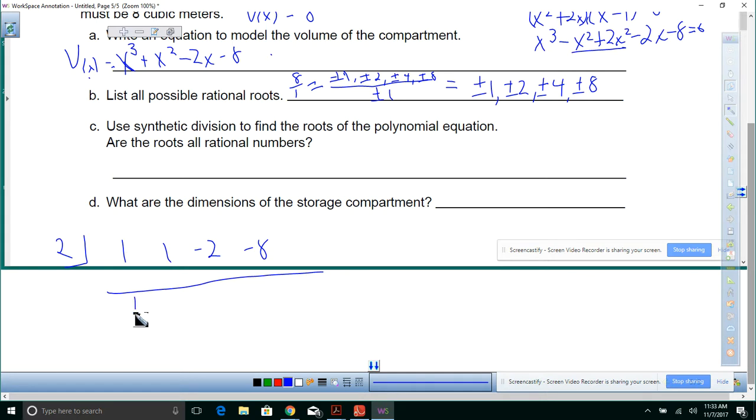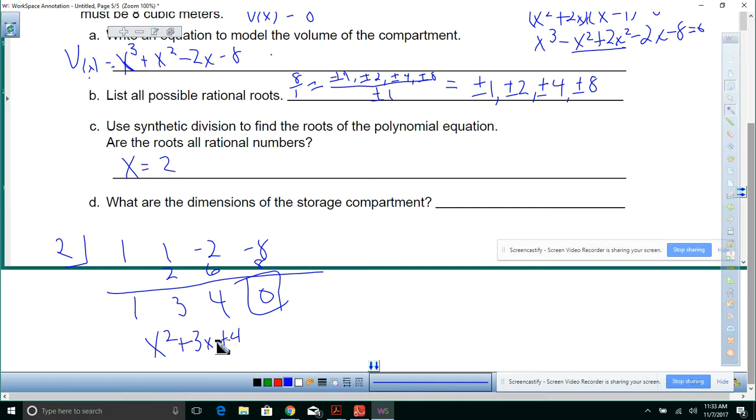All right, so I bring that down. 2 times 1 is 2. 1 plus 2 is 3. 2 times 3 is 6. That's going to be positive 4. 2 times 4 is 8, and that gives me 0. All right, so what am I left with? I'm left with x squared plus 3x plus 4. Okay? All right, so are the roots, let's see, use synthetic division to find the roots. So I've got x equals 2, all right?